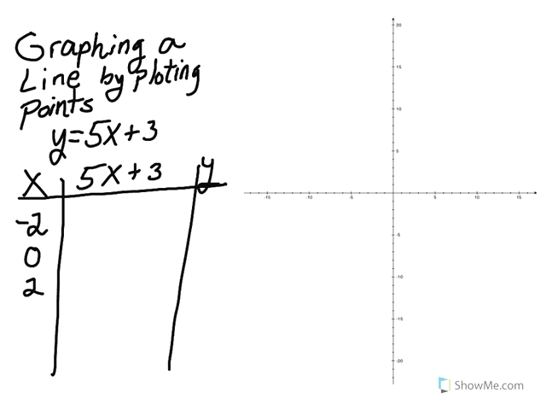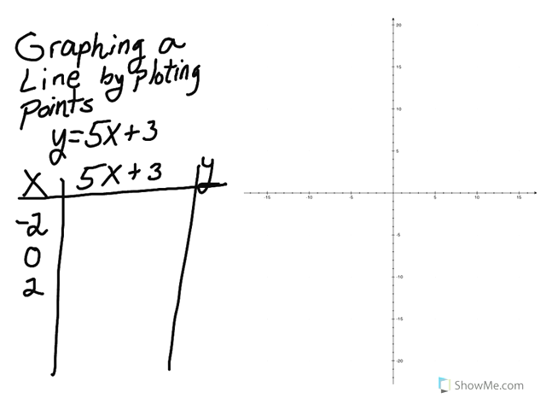These are the numbers I like to use. 1 negative value, 1 positive value, and 0. 0 tells me the y-intercept. A negative value tells me the behavior of the line to the left of the y-axis, and a positive value tells me the behavior of the line to the right of the y-axis.